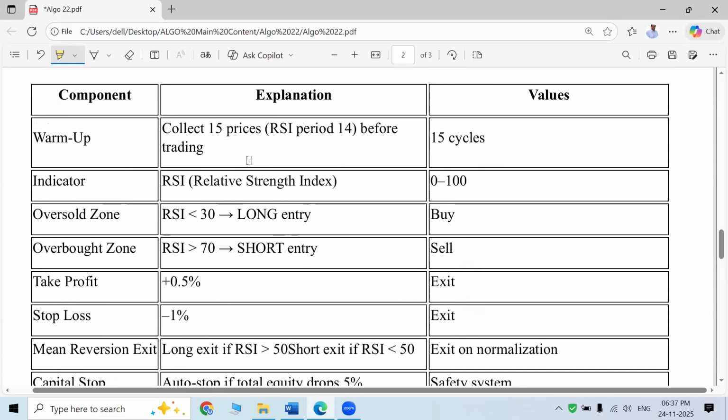Then in the RSI we have 15 cycles to collect the RSI signal. That means that's basically called a warm-up phase. And once we get the RSI value, we are going to use this logic. If the RSI is below 30, then we are going to use a long entry. If the RSI is above 70, then we are going to use the short entry. So the buy and sell signal is generated based on either RSI below 30 or RSI above 70.